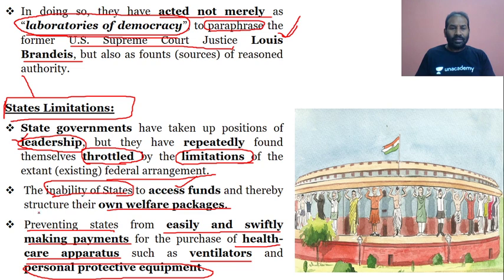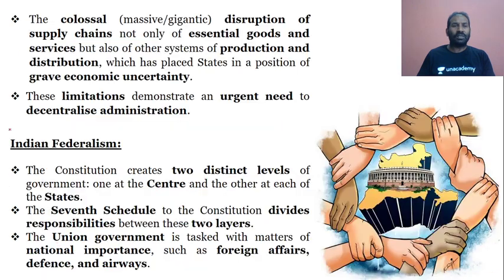So the states have been prevented, they are not being given money easily or swiftly. The center is not making payments to the states to purchase the healthcare apparatus such as ventilators and personal protective equipment. So definitely the states' powers are limited now, and the states' accessing of funds is throttled by the center. And now especially in regards to purchasing of ventilators and PPEs, that is personal protective equipment.